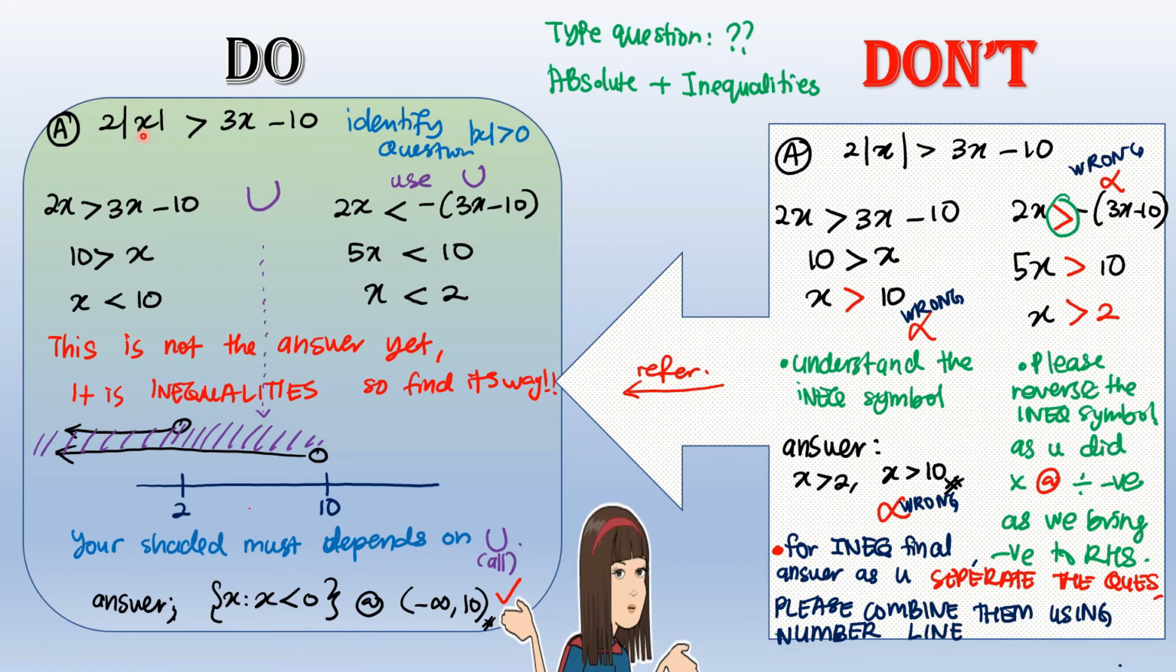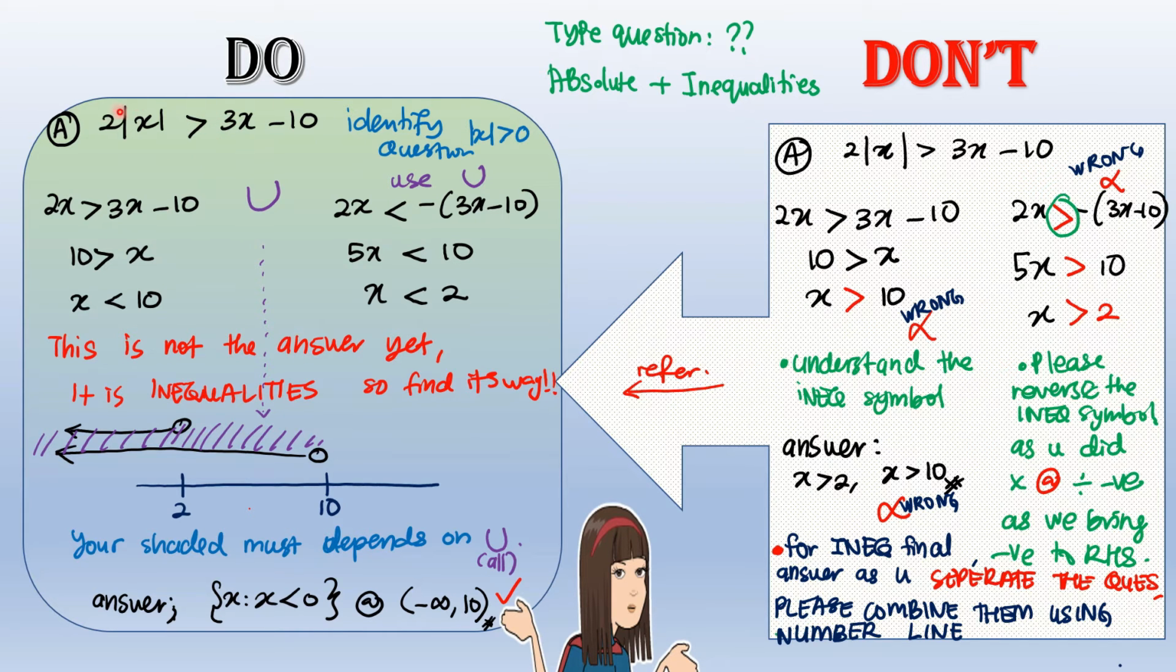Alright, for this one, our type of question is absolute inequalities. Even though you have modulus x inside and x outside, do we need to check? No, because it is absolute inequalities here. If it is an equation, you need to check.